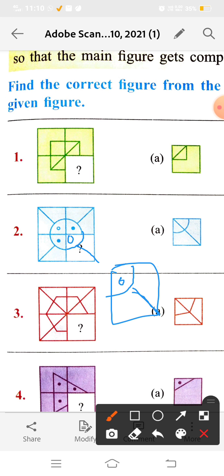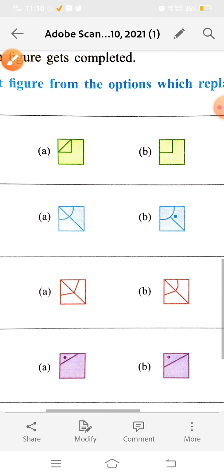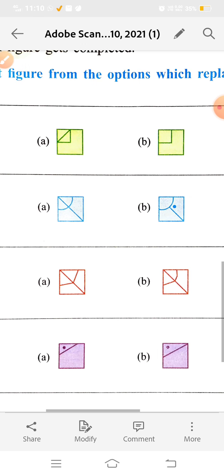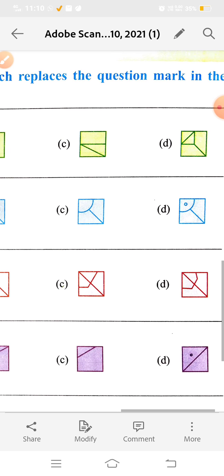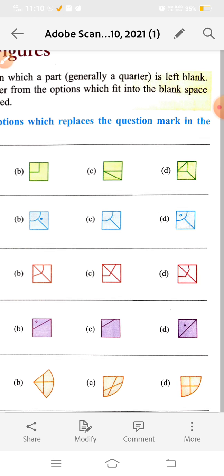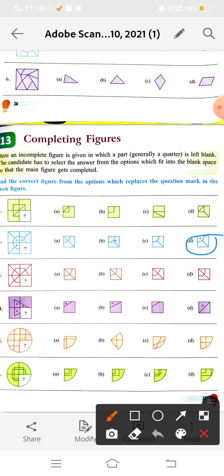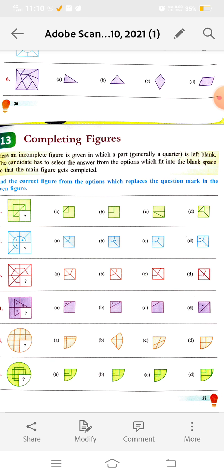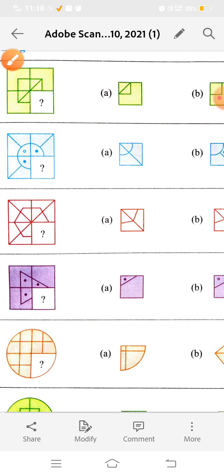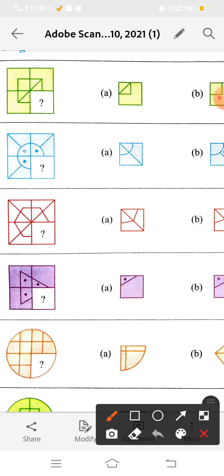So which figure should be our right answer? Here, this is option D. Option D is our right answer. Okay, so option D is a quarter part of this figure. Okay, now here is this type of figure. We need to draw it firstly, then it will help us to find out the correct part of this figure.